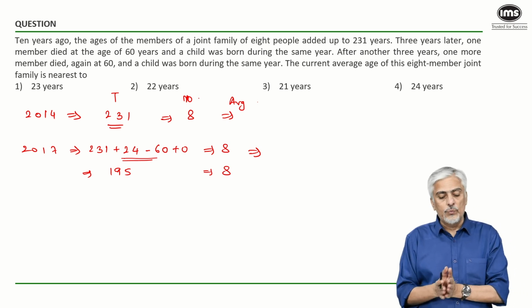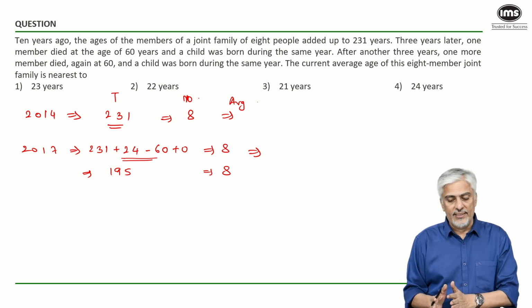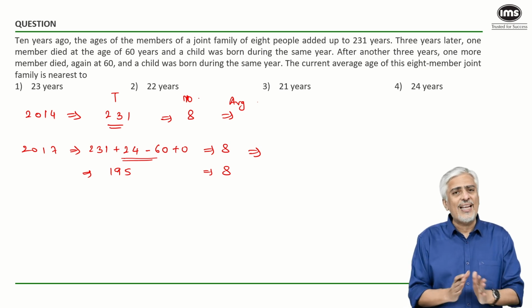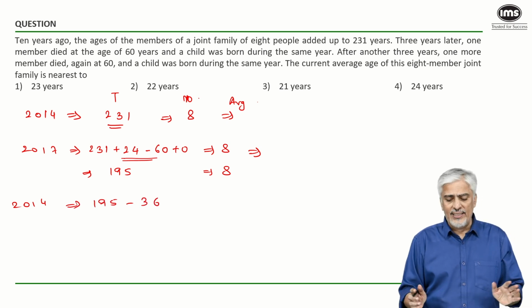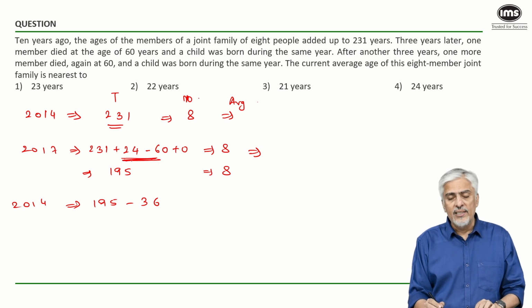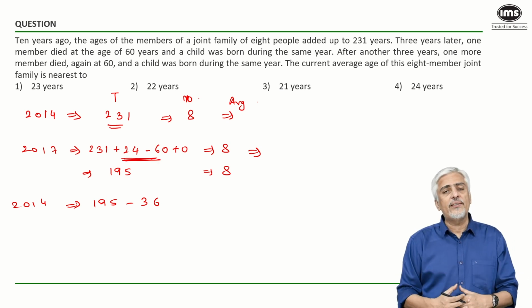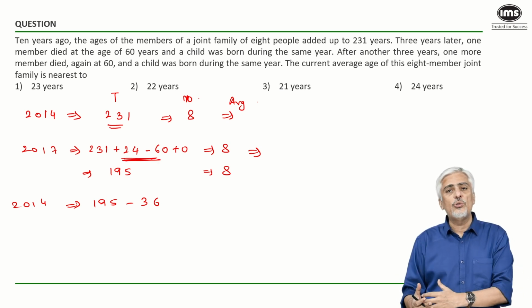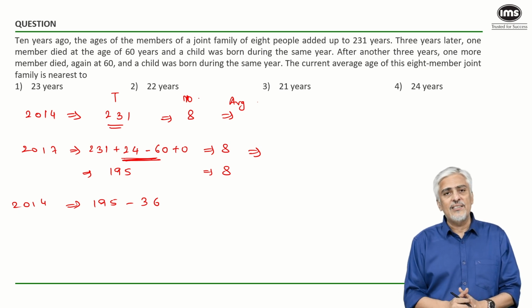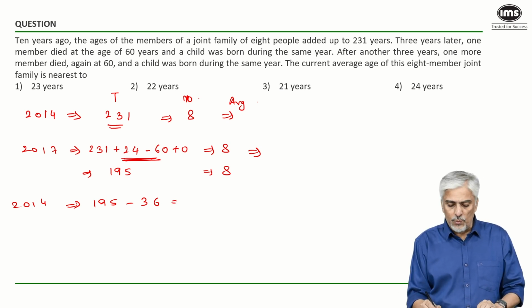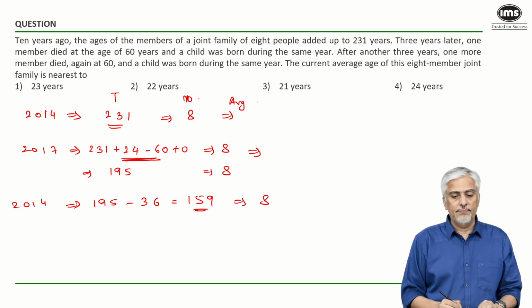After another 3 years, one more member died at the age of 60 again. And one more child was born. So exactly same. Don't even think too much. 195 minus 36. I don't need to do anything. I don't need to explain this part to you again. Because again, everybody grew older by 3 years. So plus 24. The person who died minus 60 and same thing. Everything same. 195 minus 36 would have been 159. So this comes out to be 159. Again for 8 members. Right?